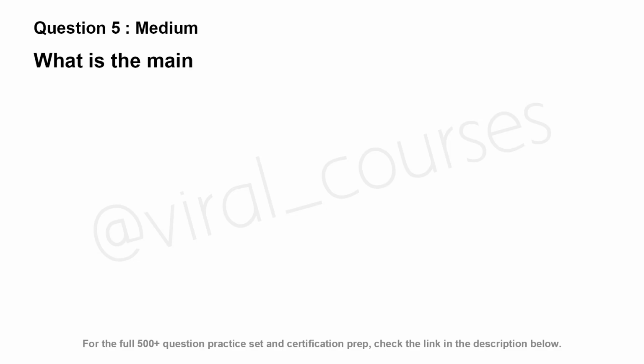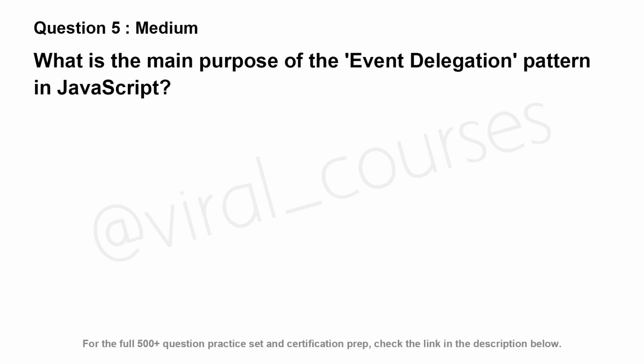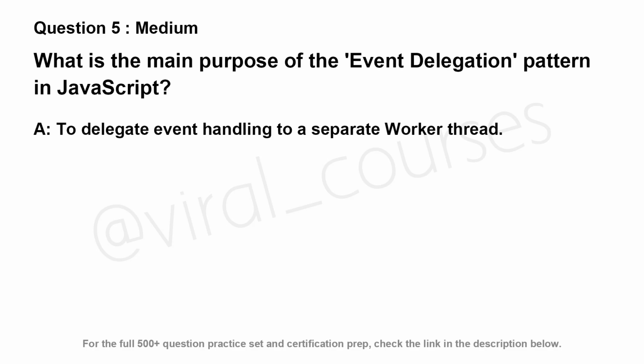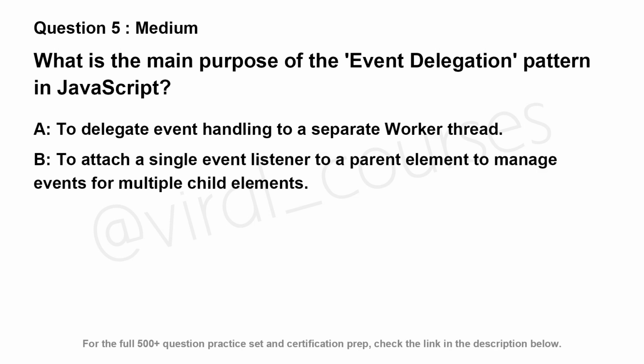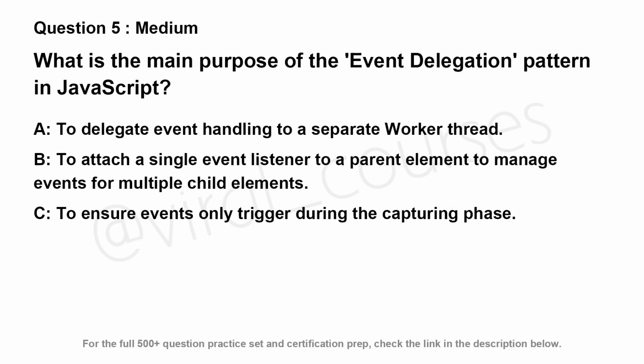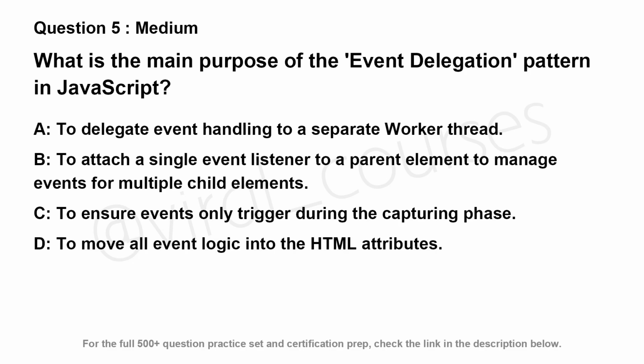What is the main purpose of the event delegation pattern in JavaScript? Option A. To delegate event handling to a separate worker thread. Option B. To attach a single event listener to a parent element to manage events for multiple child elements. Option C. To ensure events only trigger during the capturing phase. Option D. To move all event logic into the HTML attributes.